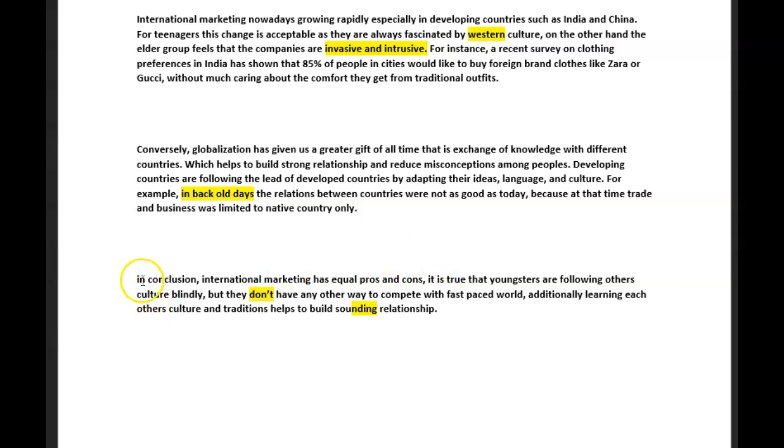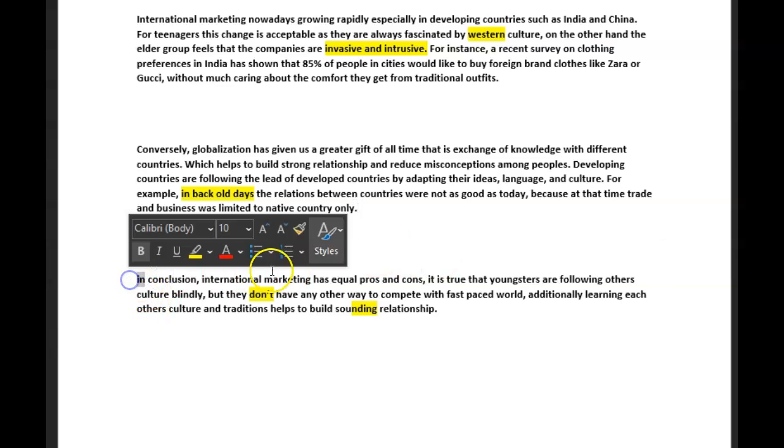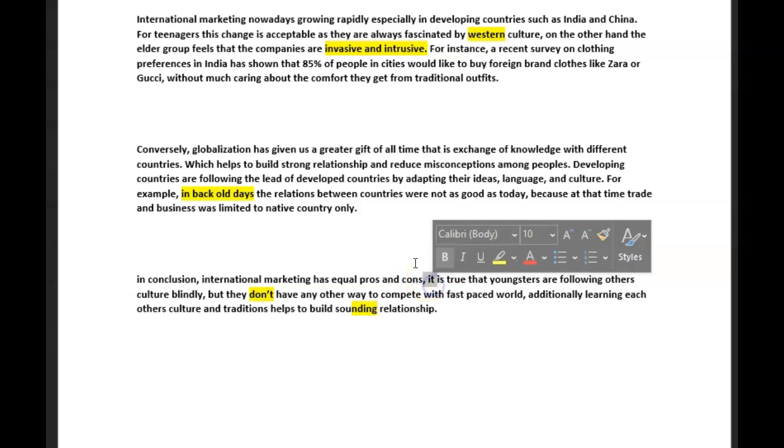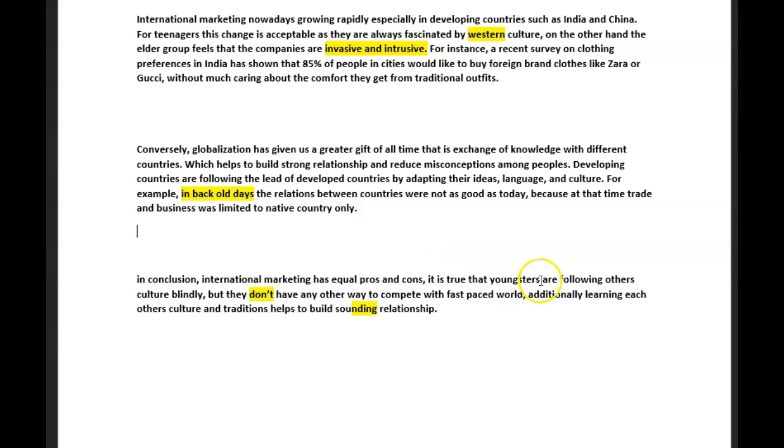In conclusion, yep, capital I there. International marketing, okay, has equal pros and cons. It's true that youngsters follow culture blindly. Okay, youngsters, you said teenagers before. I don't really like youngsters. I'd say the younger generation are following each other's culture blindly. Okay, are open to ideas from all over the world, you could say.